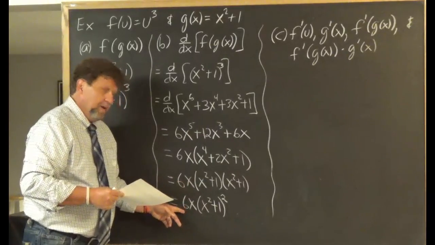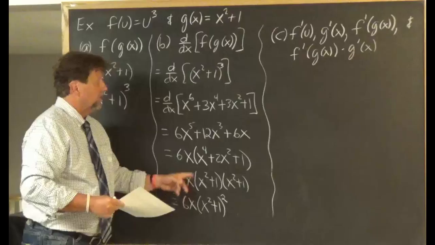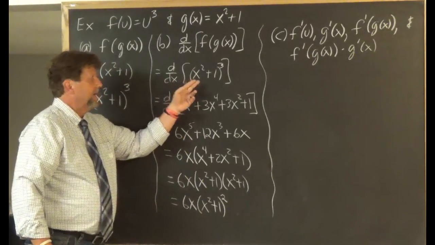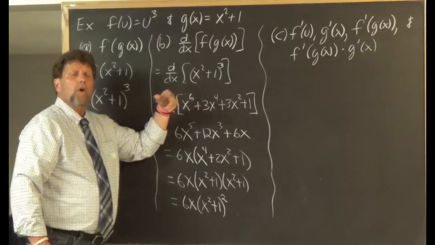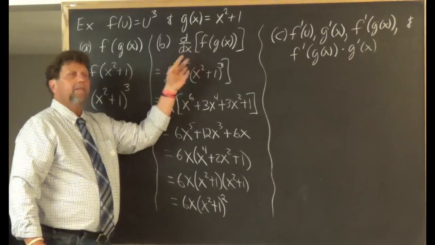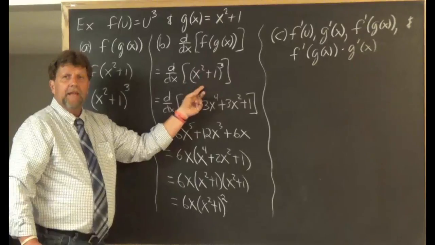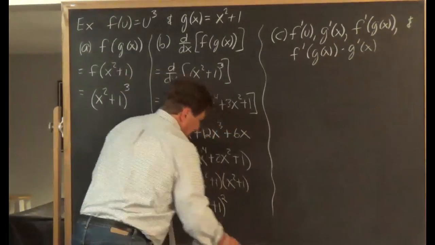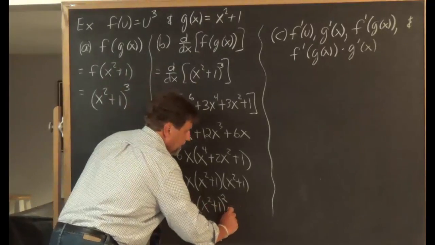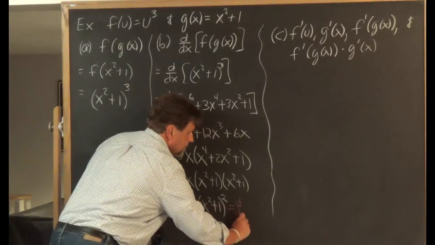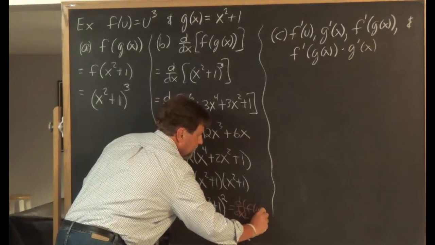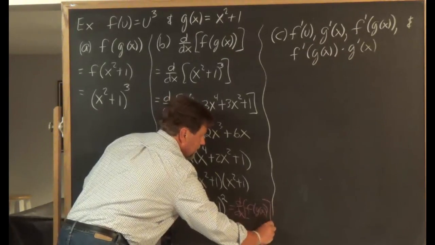So keep in mind, this is the result of d/dx-ing, differentiating x squared plus 1 cubed, which was really the derivative of that composition, that was f of g of x. In fact, let me write that down. This was the result of when we differentiated with respect to x, f of g of x.